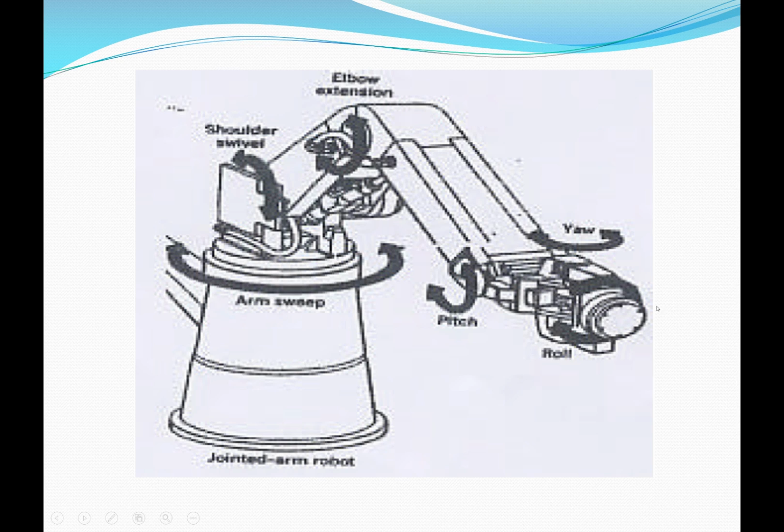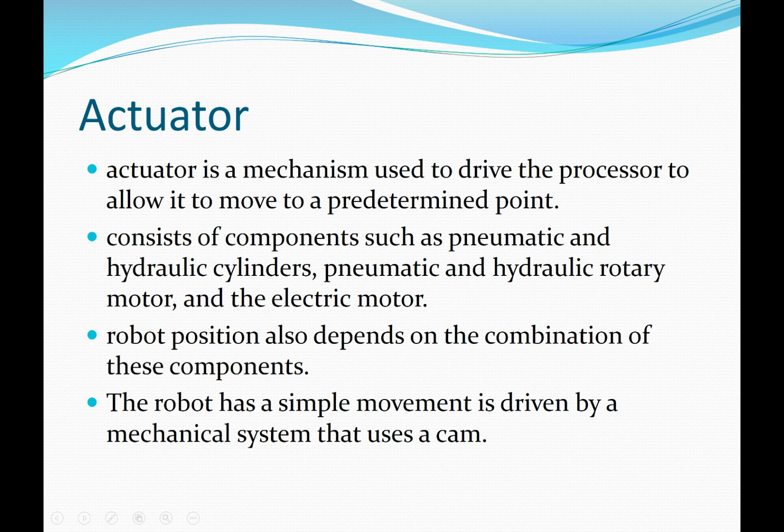But again, because we've got the roll here, it allows it to rotate. Now, this particular robot rotates more than the human wrist. The yaw is kind of like this type of movement, which the human wrist doesn't do very well.